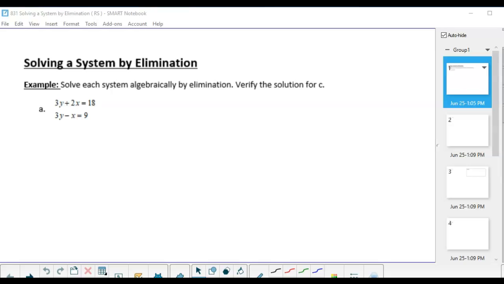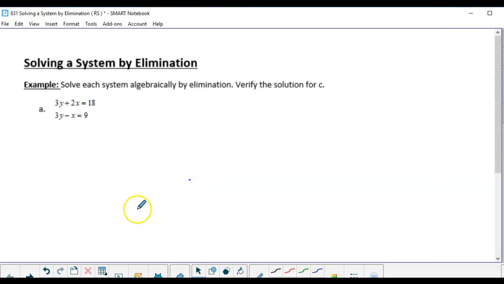We are solving systems of equations by elimination today. So it's another form of algebraic solution for a system of equations. Again, what you're trying to do is find the values of x and y that satisfy both of the equations. So when we have both of them together here, in this system, the y values are going to be the same and the x values are going to be the same, right, to satisfy this system of equations.